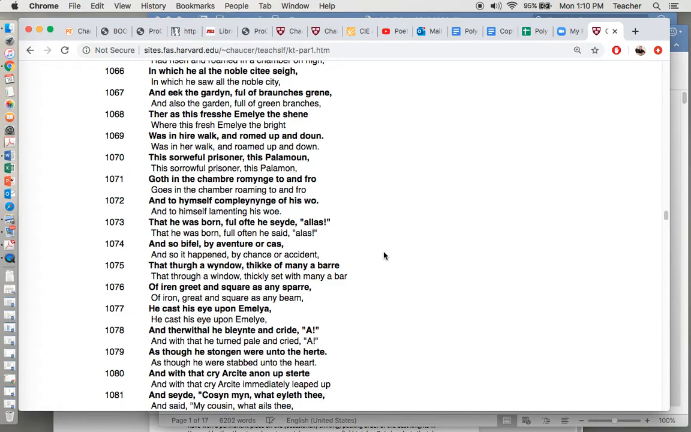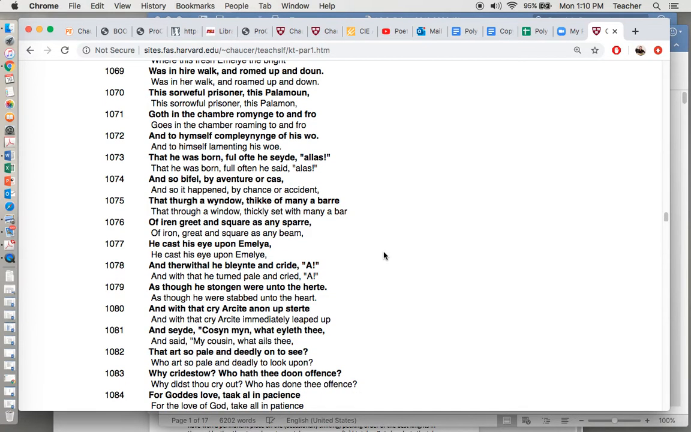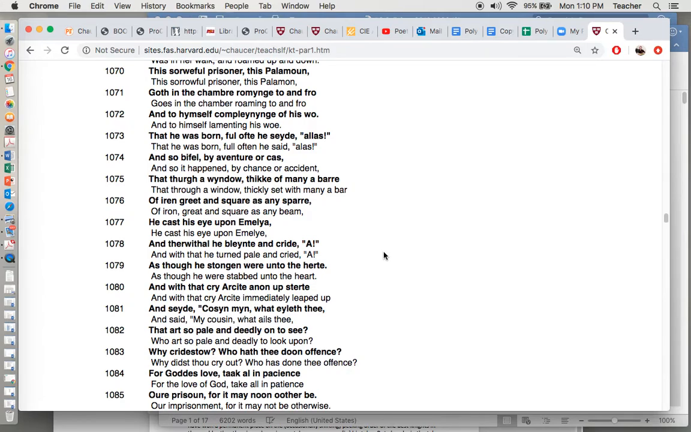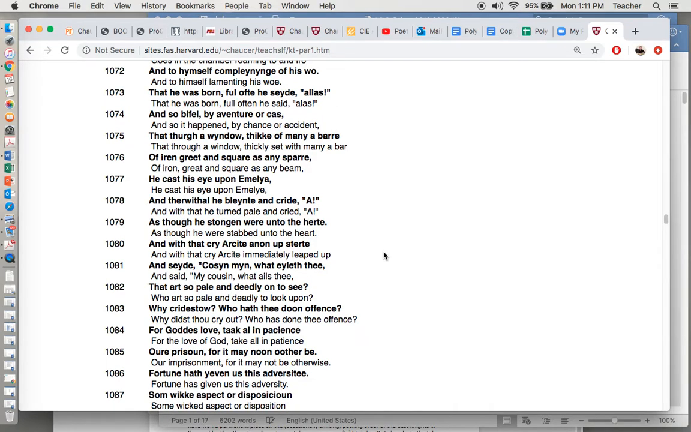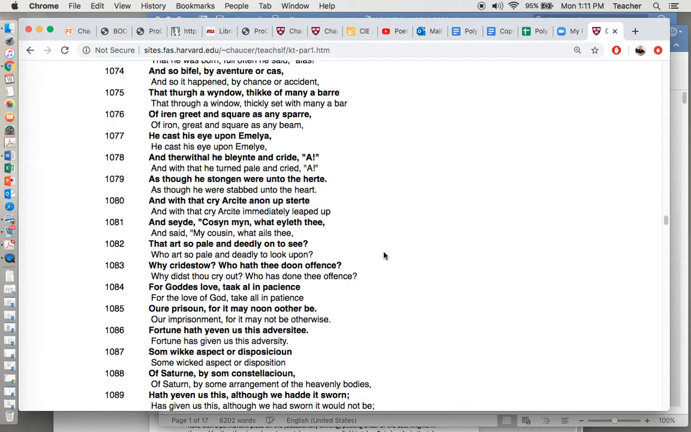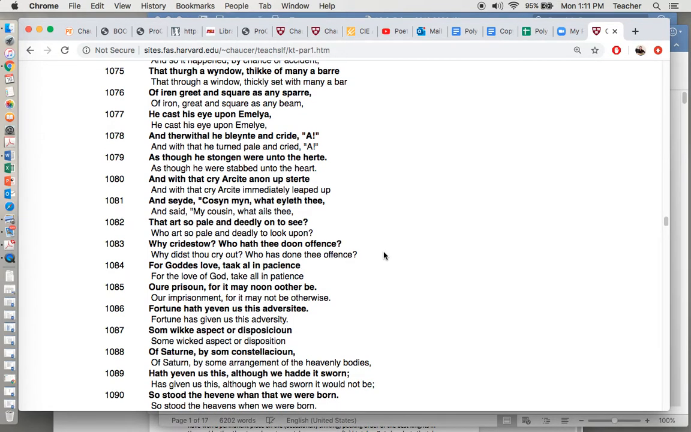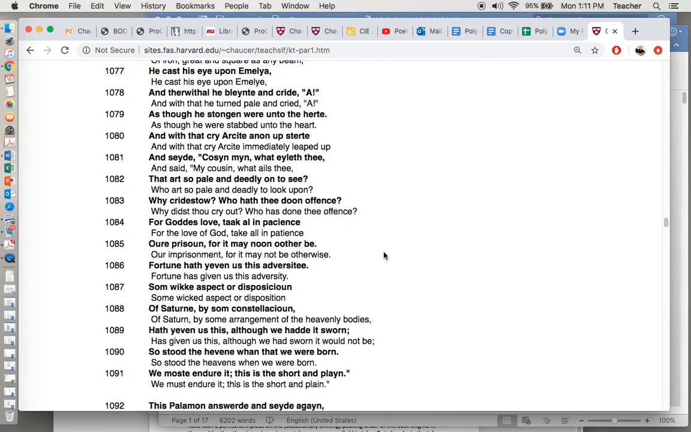And with that cry Arcita anon upstart, and said, Cousin mine, what aileth thee, that art so pale and deadly on to see? Why criedest thou? Who hath thee done offence? For God's love, take all in patience our prison, for it may none other be. Fortune hath given us this adversity. Some wicked aspect or disposition of Saturn, by some constellation, hath given us this, although we had it sworn, so stood the heaven when that we were born. We must endure it. This is the short and plain.